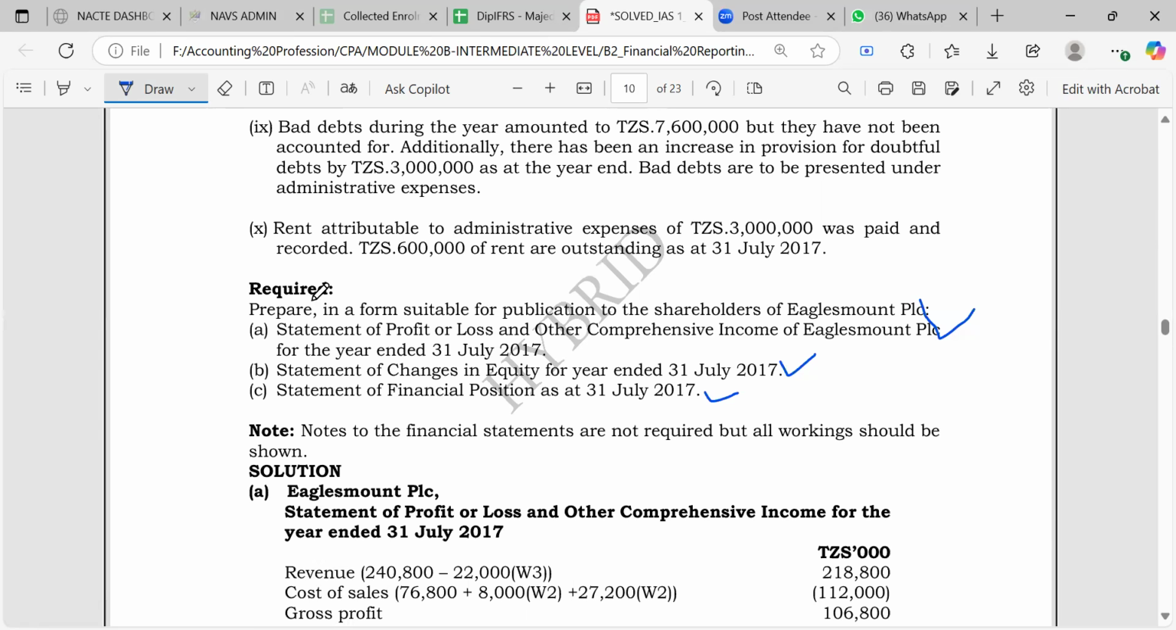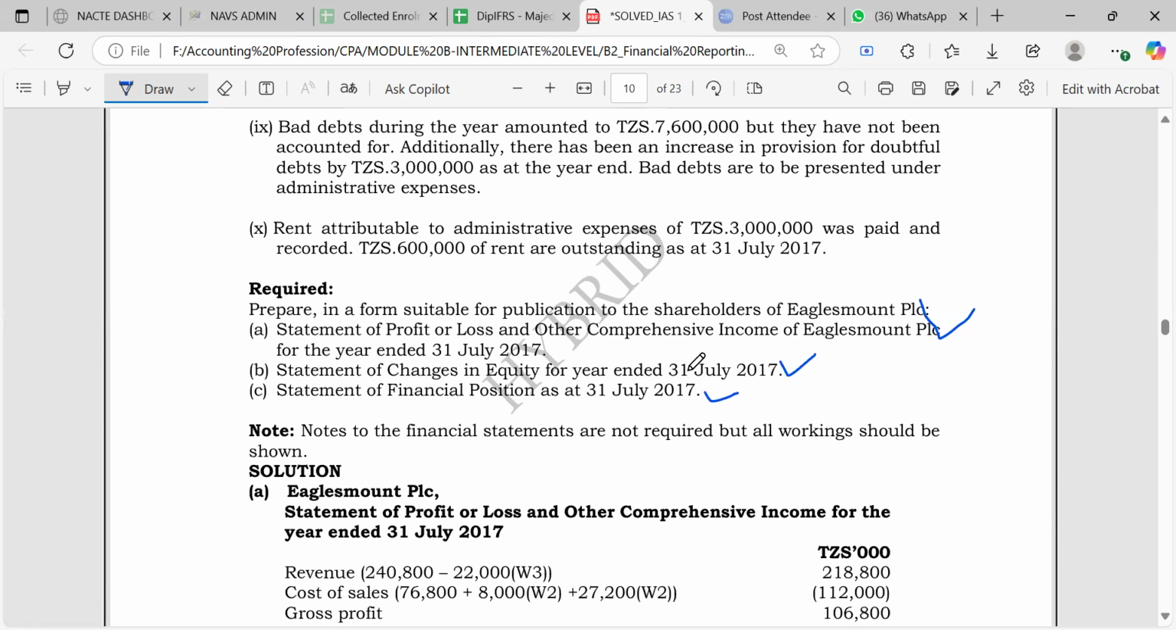Okay. So we have to prepare the statement of profit. We are told to prepare, in a form suitable for publication to the shareholders of Eagles Mount PLC, the statement of profit or loss and the other comprehensive income for the year ended 31st July 2017.